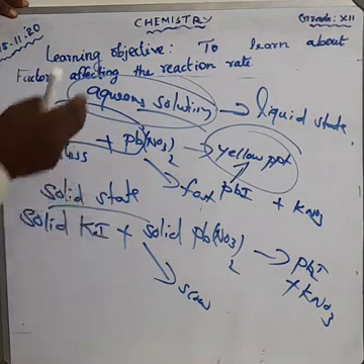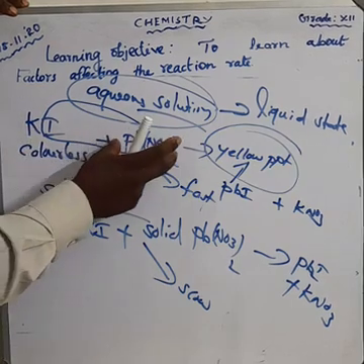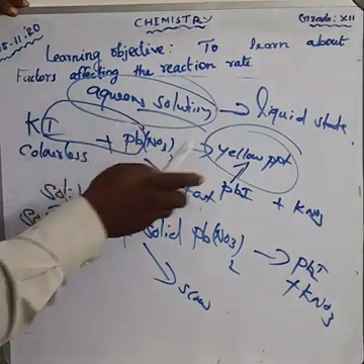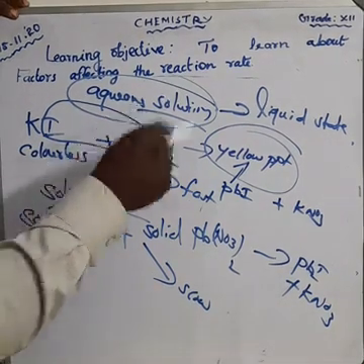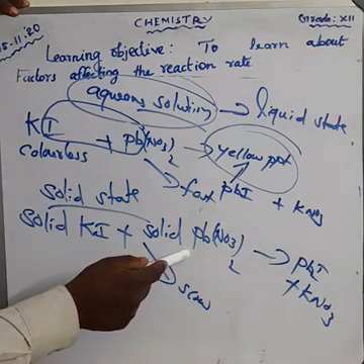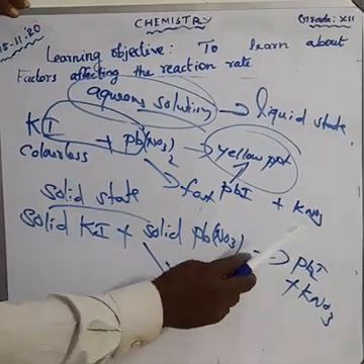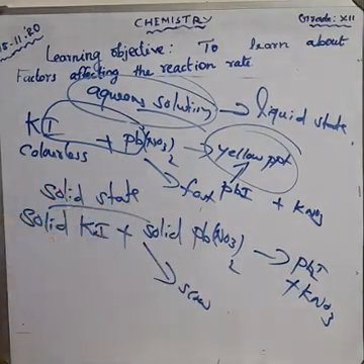In this case, potassium iodide solution is colorless, and lead nitrate solution is also colorless. When we mix both solutions, we get a yellow precipitate of lead iodide. This reaction is fast compared to the solid state of potassium iodide and solid state of lead nitrate. We get lead iodide and potassium nitrate. Here, the solid reaction is very slow. This is about the nature and state of the reactants.